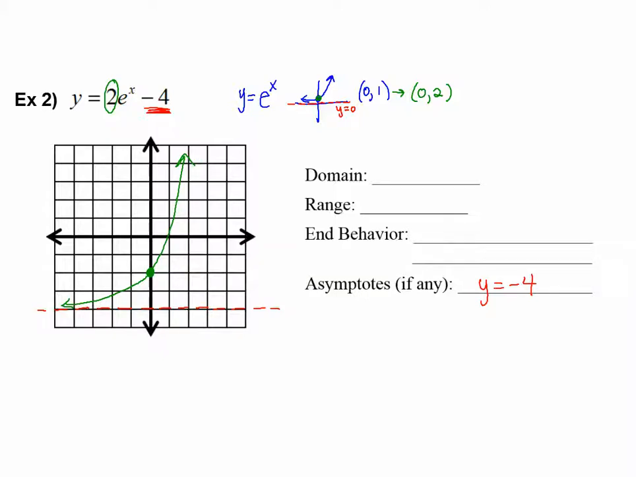What is the domain of the exponential function? Always all real numbers. The range goes from the asymptote, negative 4, but it does not reach the asymptote, so it's an open bracket, and then goes up forever. The end behavior, as x goes to negative infinity, so looking to the left, the function is approaching the y value negative 4. As x goes to positive infinity, or rather looking to the right, the function goes up. So it goes to positive infinity.